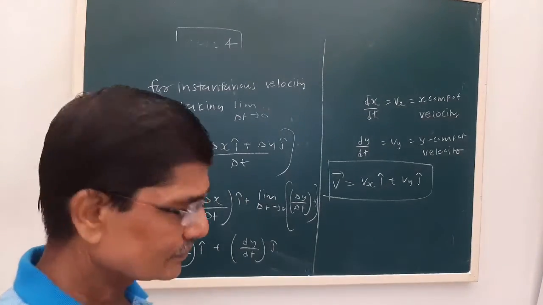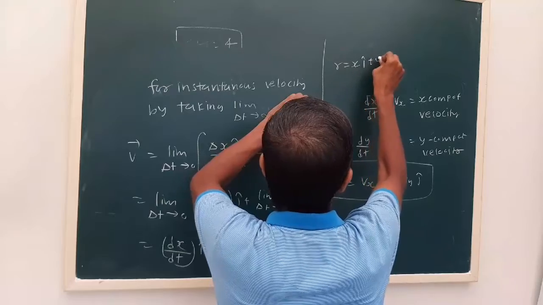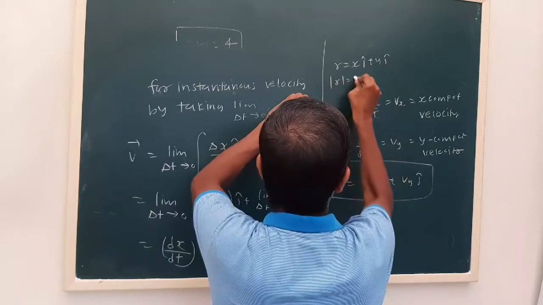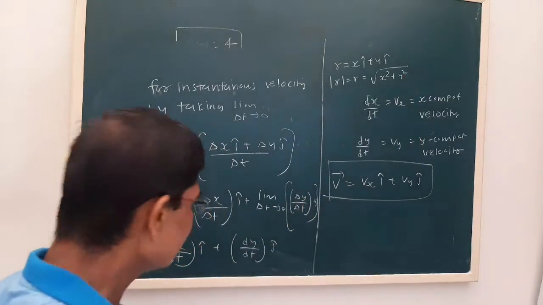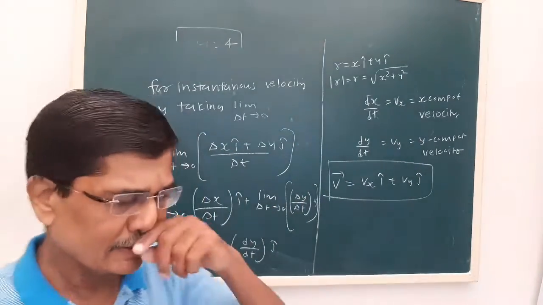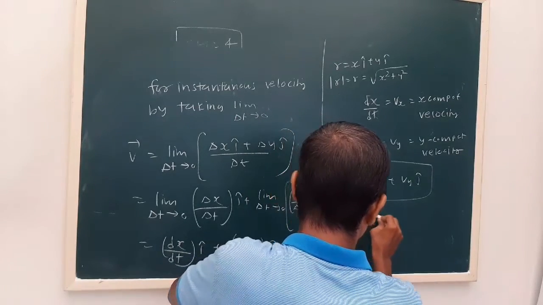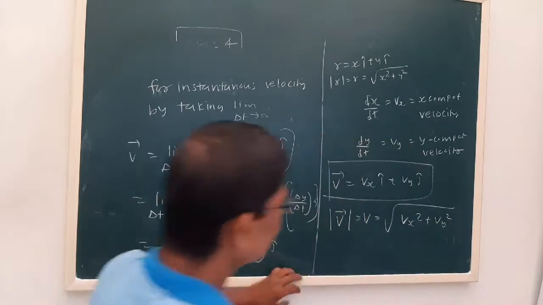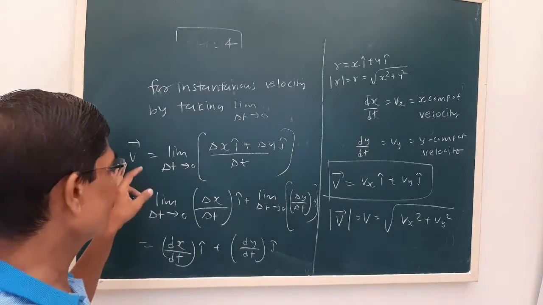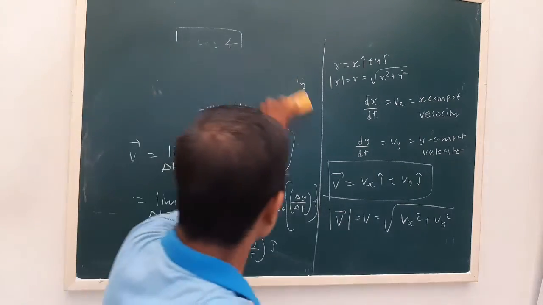Just as for the position vector r equal to x i plus y j, the magnitude was under root x square plus y square. This is true for any vector. Similarly, the magnitude of the velocity is under root vx square plus vy square. This is the formula for the instantaneous velocity.